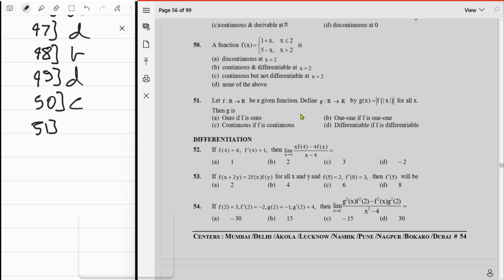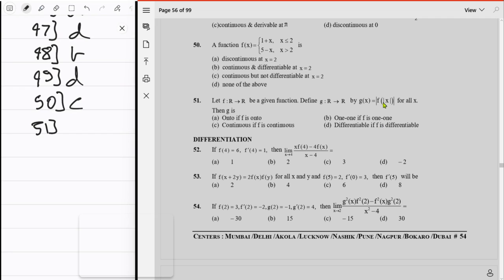Be a given function, but they didn't actually give me the thing. Fine. G, so from real to real. So that's given by g of x equal to mod of f of mod of x for all x, then g is, oh, seriously, what? Okay, mod of f of mod of x.